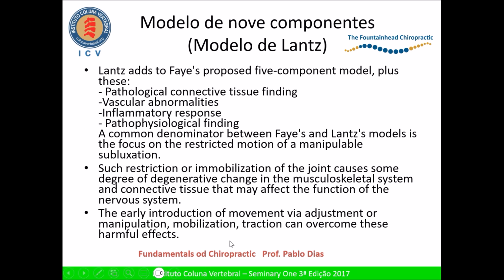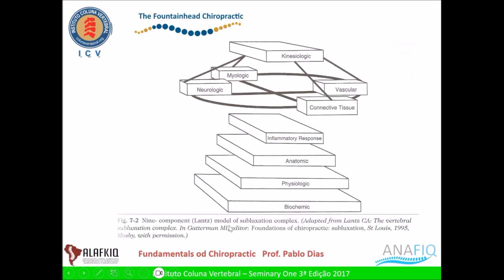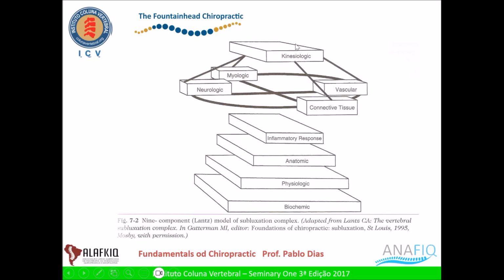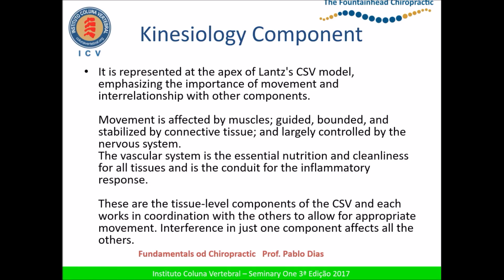So this is another view of subluxation, and I already showed it to you. Here you have more components than the 5 component model, and you have a hierarchy, like a supremacy of kinesiopathology. The kinesiologic dysfunction is at the top of the pyramid, as I said before. The kinesiology component is represented at the apex of Lantz's vertebral subluxation model, emphasizing the importance of movement and the interrelationship with the other components. Movement is affected by muscle, guided, bounded, and stabilized by connective tissue, and largely controlled by the nervous system.